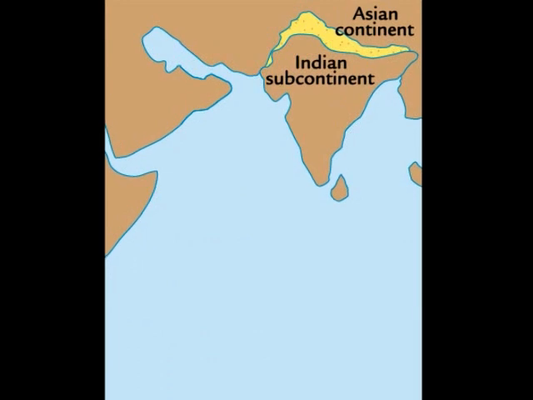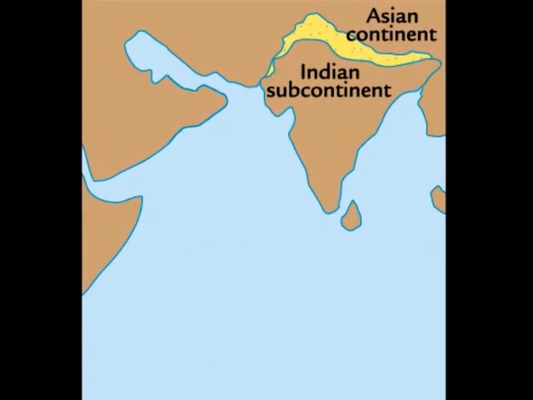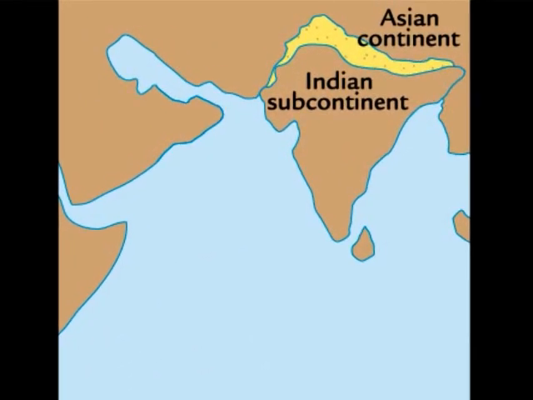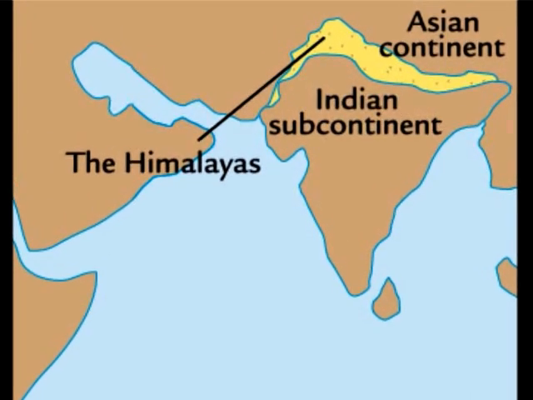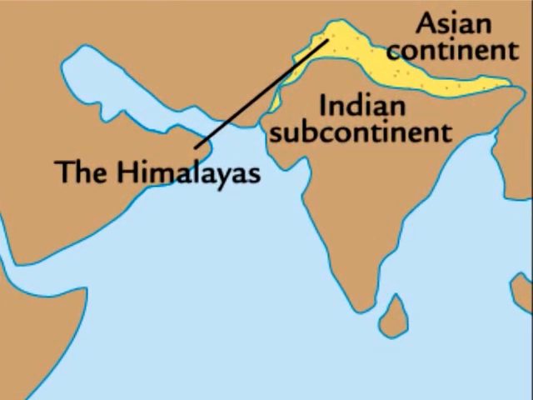The map here shows that, after tens of millions of years, the Indian subcontinent and the Asian continent are joined by the Himalayas, which is formed by the folding up of sedimentary rock.